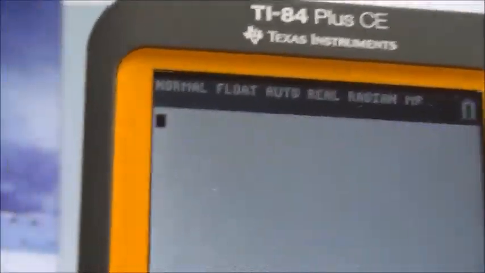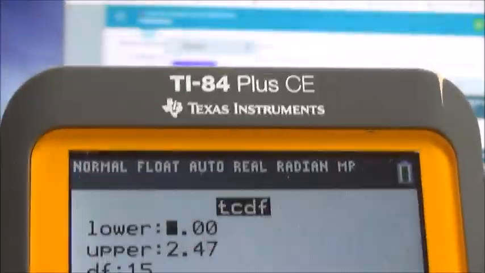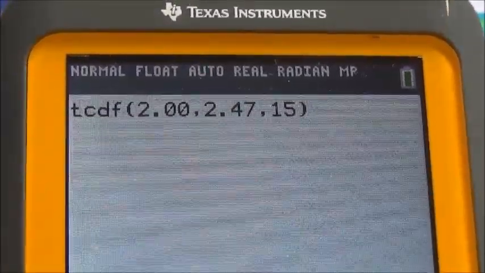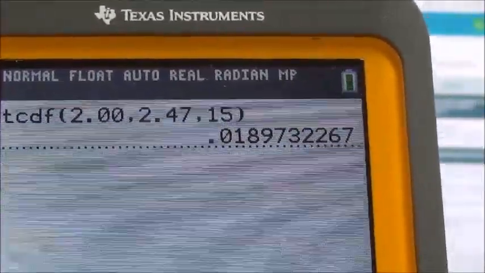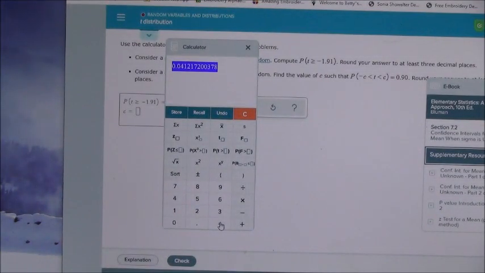Ooh, I got an extra 0 there. Let me try that again. Second function, my distribution menu, number 6. Okay, 2.47, degree of freedom of 15. That extra 0 is now gone. I don't know how I had that extra 0 in there. So to 3 decimal places, 0.019, I'd want to round that up to 0.019.